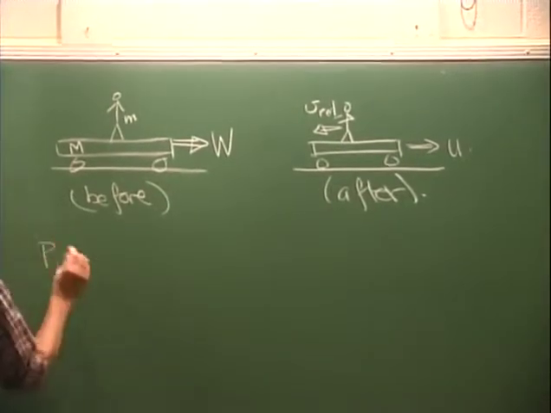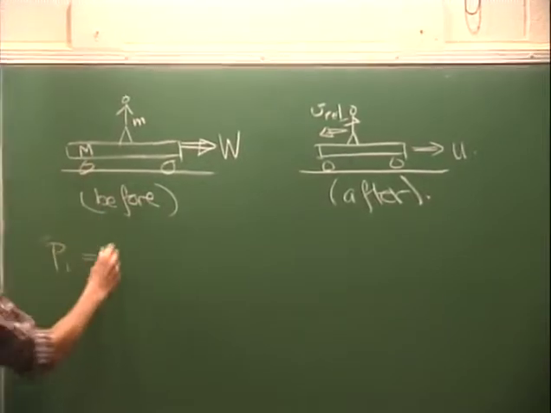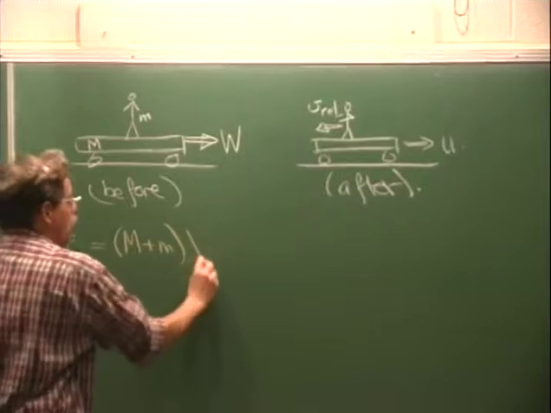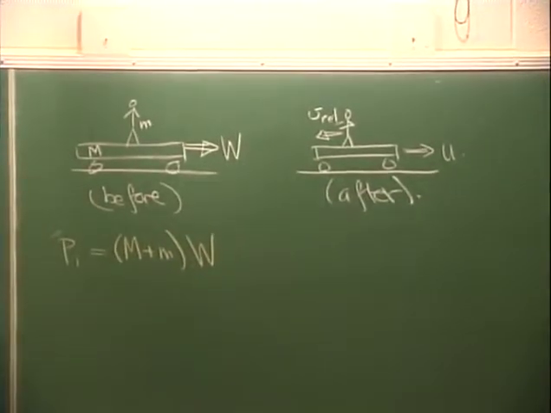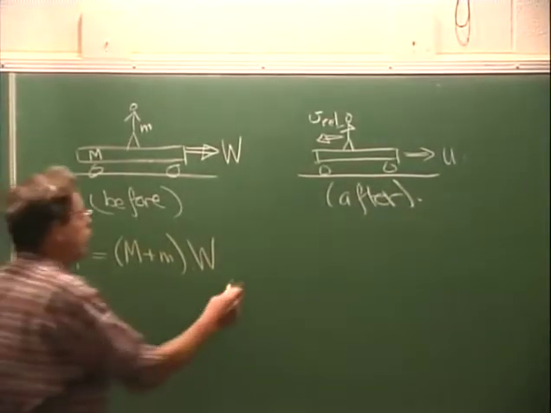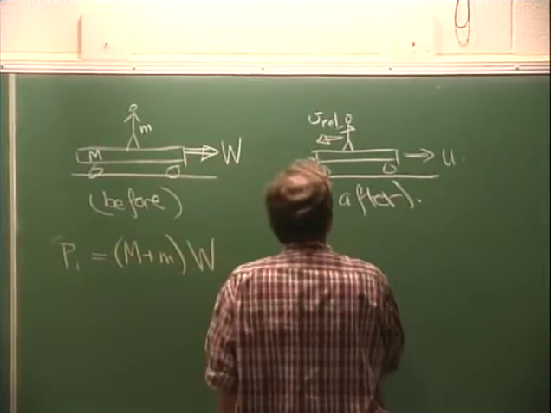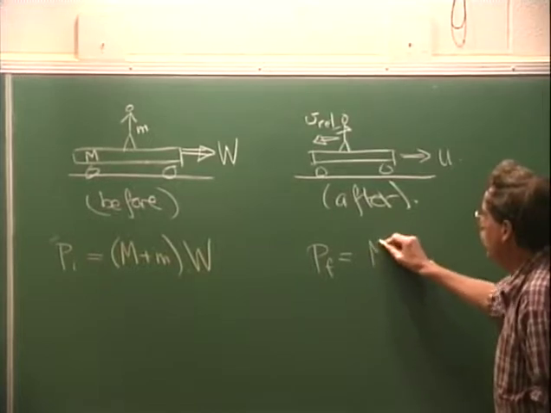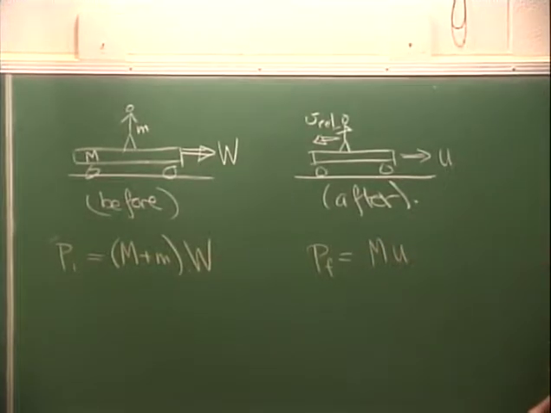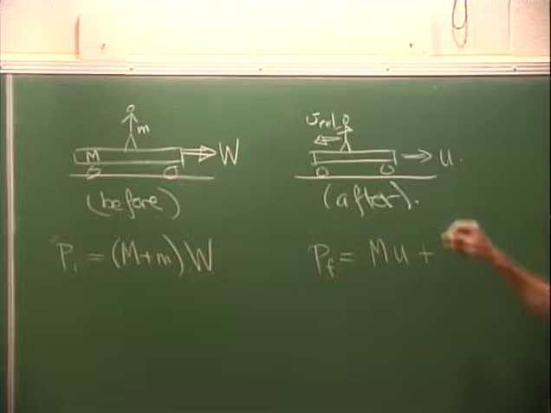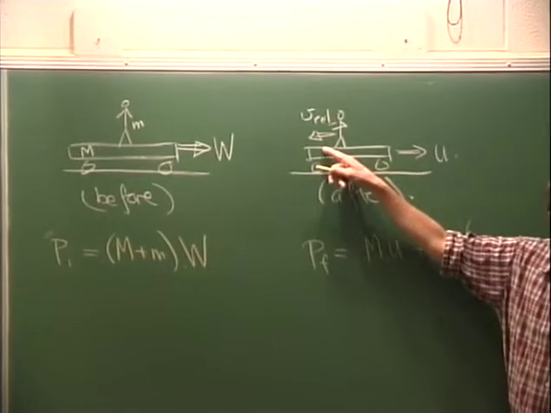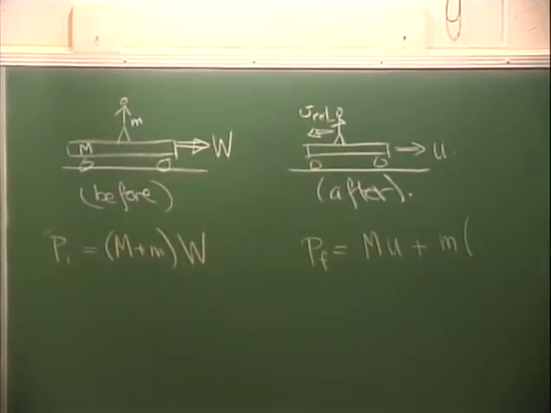The initial momentum was the total mass, train plus guy, moving at velocity w. That was the original momentum. And the final momentum, P final, is, well, there's the train, m, and it's now going at speed u. And there's the guy, and the question is, what is his speed now relative to the ground? We know what it is relative to the train, but what is it relative to the ground?